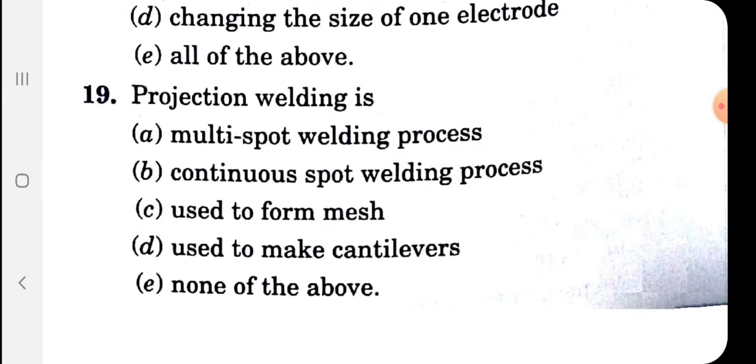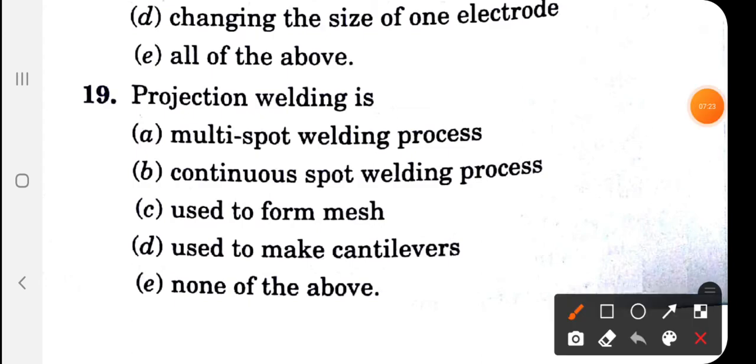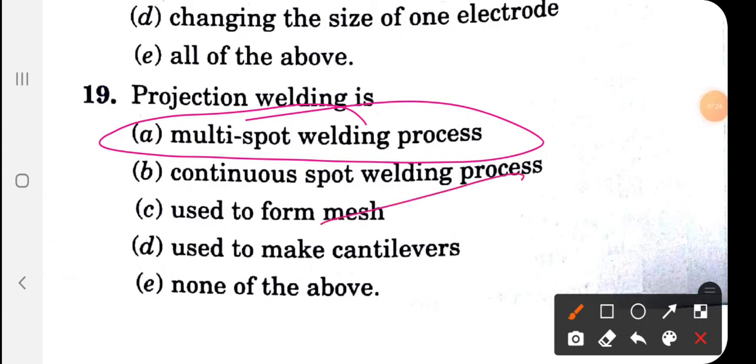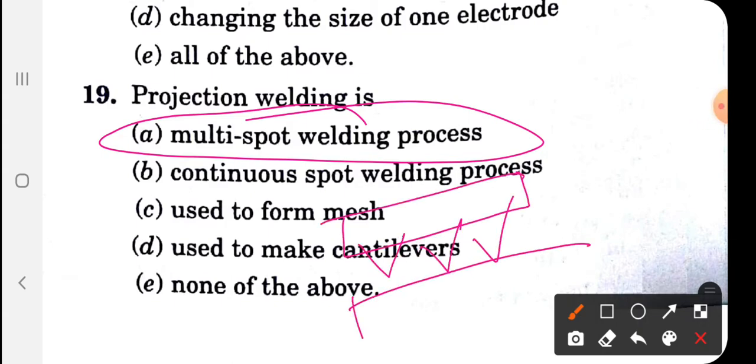19. Projection welding is, 19th is multi-spot welding, because in projection welding one piece is having this type of projections, and wherever on which piece you want to multiply, you have to project, and here because of the resistance, what will happen, the welding will take place. This is the multi-spot welding, projection welding.